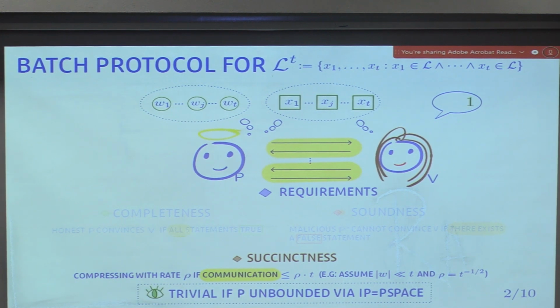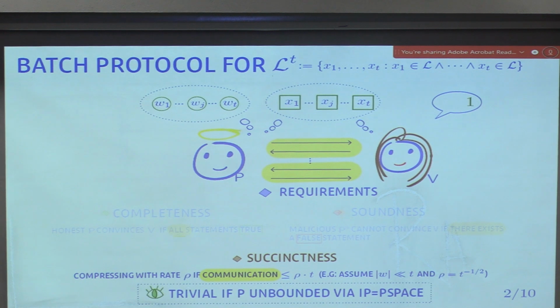If the honest prover is unbounded, the claim is that there is an interactive protocol for this problem via the IP equals PSPACE theorem. Why? This problem is something that you can solve in space that grows logarithmically in T. Think of T as something exponential, so think of any T. In log T space, you can do it.